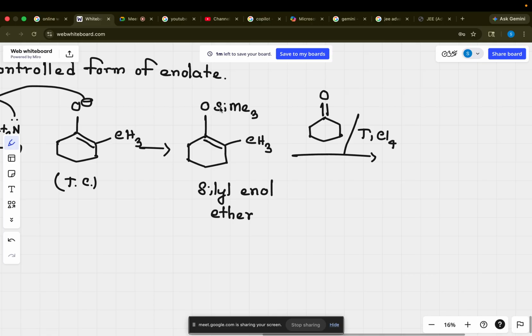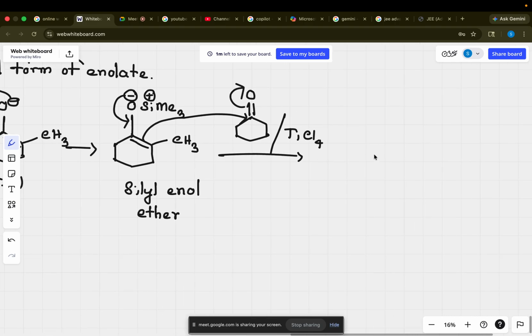So see this oxygen silicon bond. Silicon is positively charged, oxygen is negatively charged, right? So what will happen? This O minus, you can think like this, the oxygen silicon bond is actually a polar bond. So O minus gives back its electron, and this double bond will now attack the electrophilic carbon, and this double bond O will break. So what are we getting?